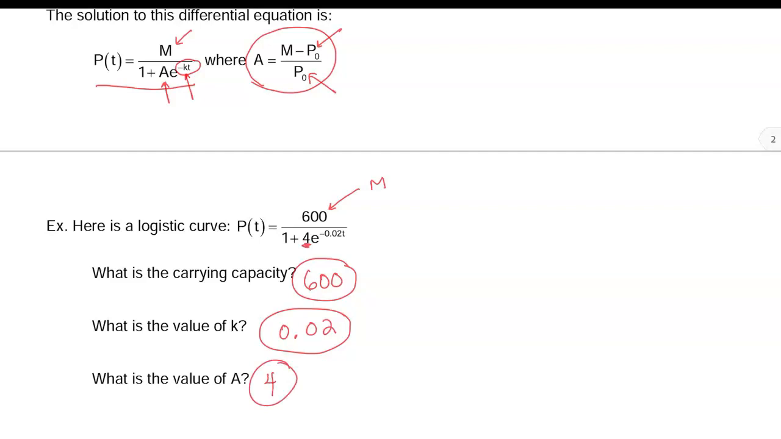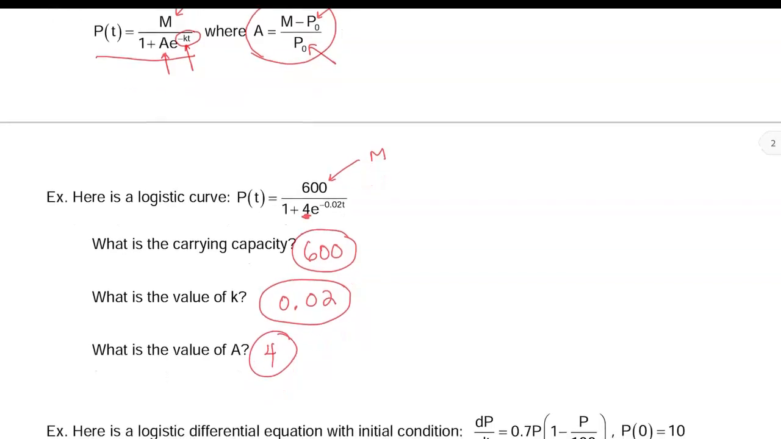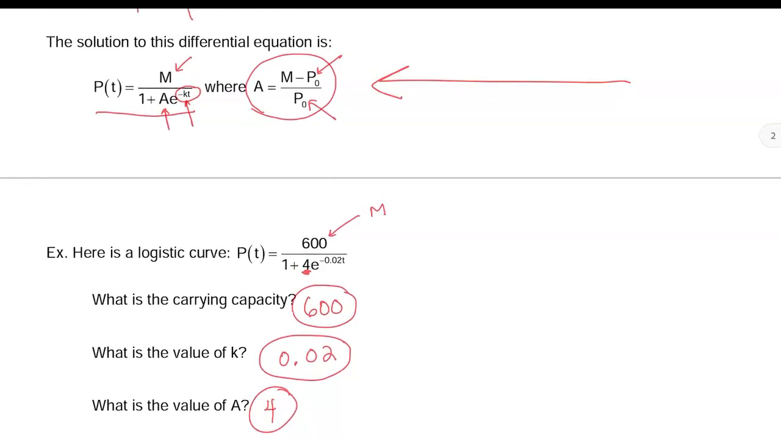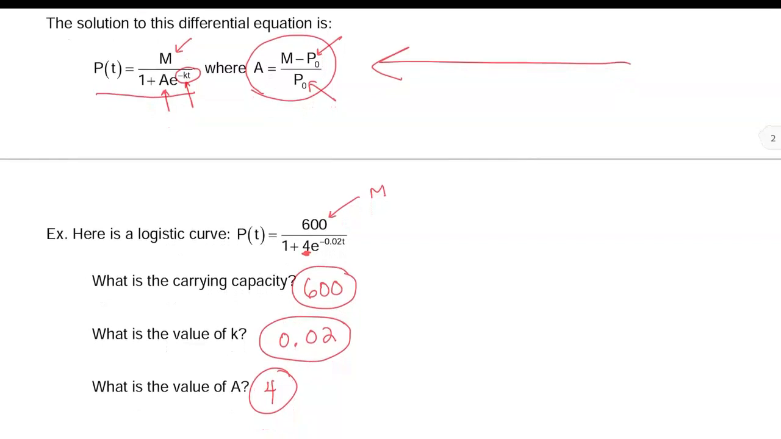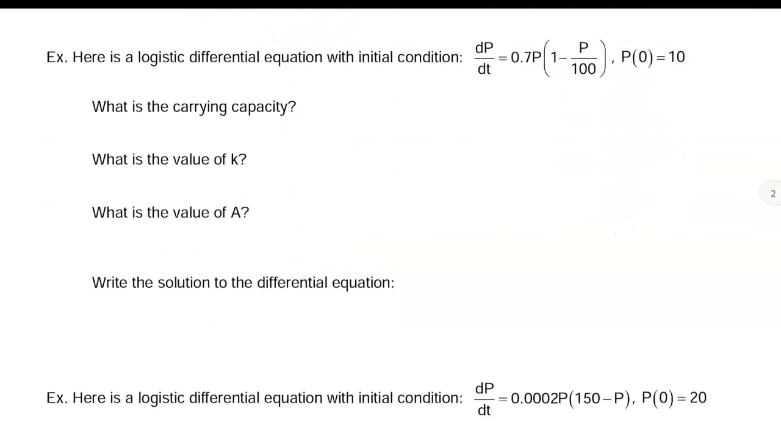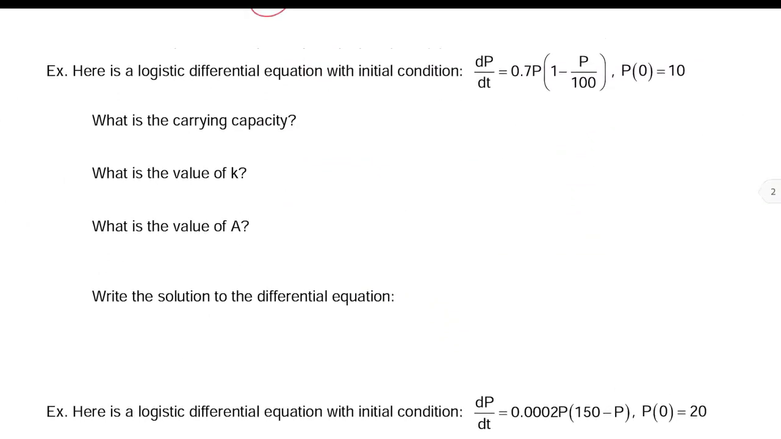Okay, so just practicing looking at the solution. And you'll need to memorize how this solution is set up. So you'll need to memorize this information at the top of the page. And we'll just keep practicing to help you remember. In the next example, I'd like to make it a little more interesting and give you a differential equation, and we will build our solution from that information.